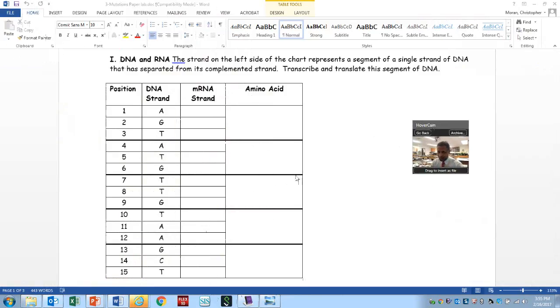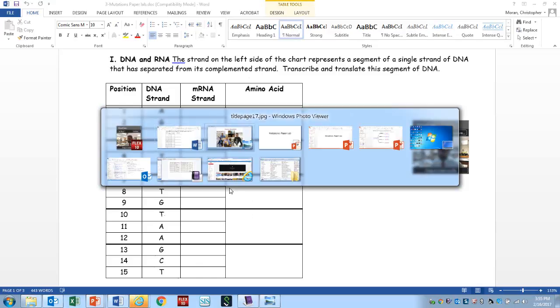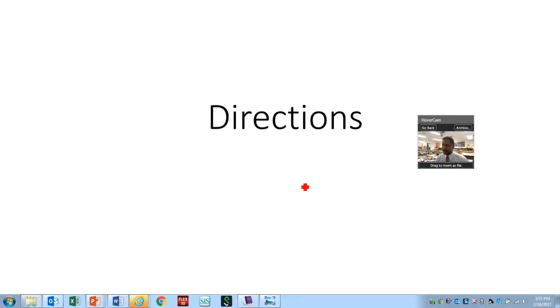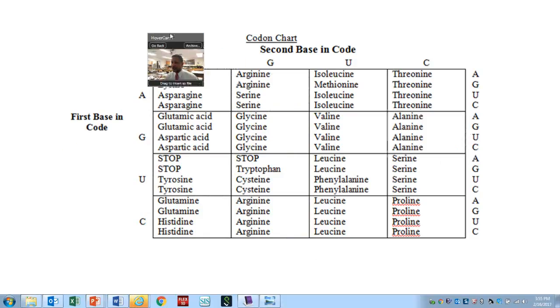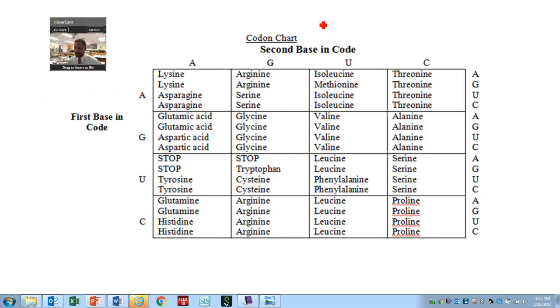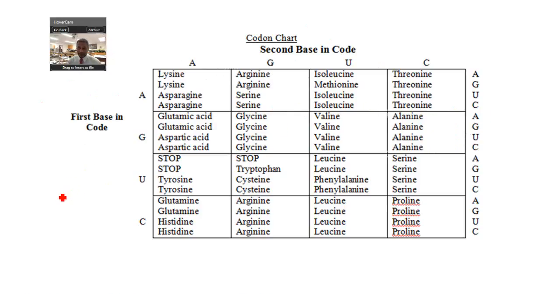First, we have our segment of DNA. And so we're going to do what we normally do: transcribe it, and then translate it. All right? So we're going over the directions. So what do you need? Here's your original DNA strand. Transcribe, translate, which means you're going to need a codon chart. So here's our codon chart. Remember, first base, second base, third base. If anything, this gives you good practice for transcription and translation.